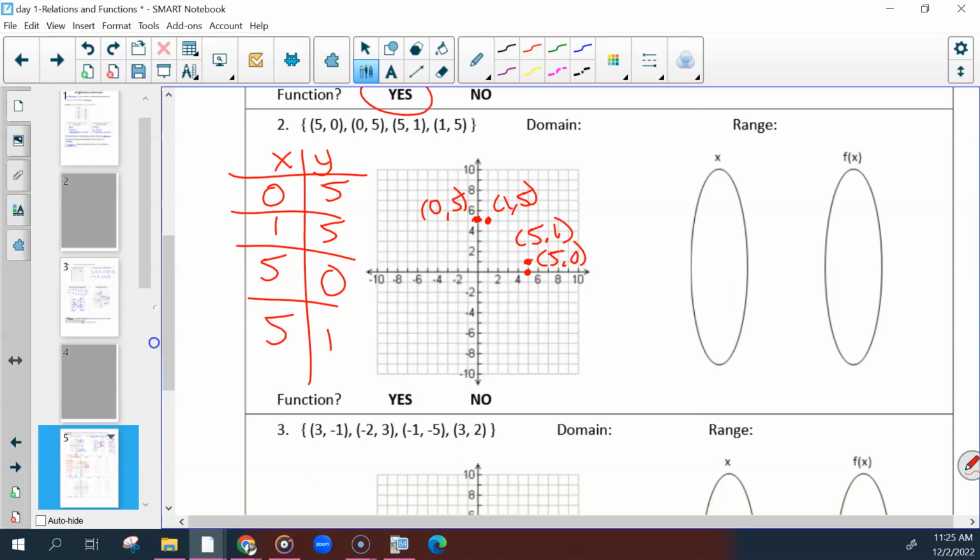What would the set of our domain be, least to greatest? We wouldn't put the 5 twice, so just 0, 1, 5. And then our set of values for our range, still least to greatest. So 0, 1, 5 again. Put those in your ovals.